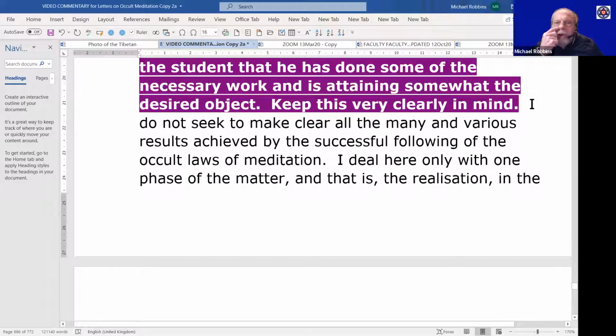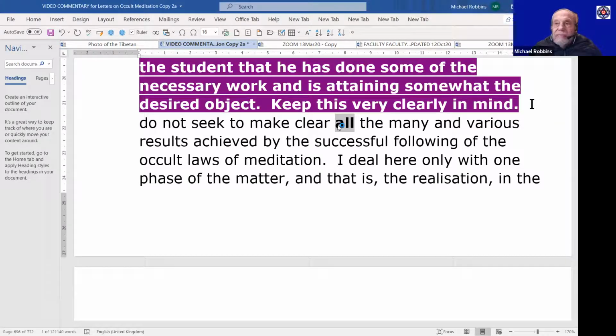I do not seek to make clear all the many and various results achieved by the successful following of the occult laws of meditation. Well, that would just be too much, wouldn't it? I guess we have the right to feel, if we've read carefully, somewhat overwhelmed by what has been presented as possibility.